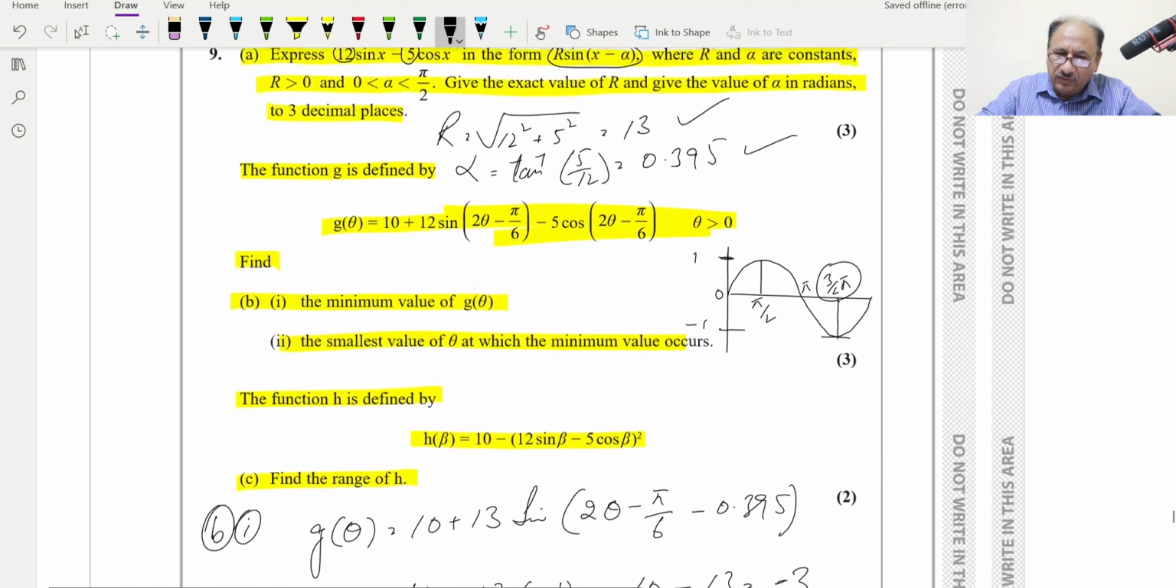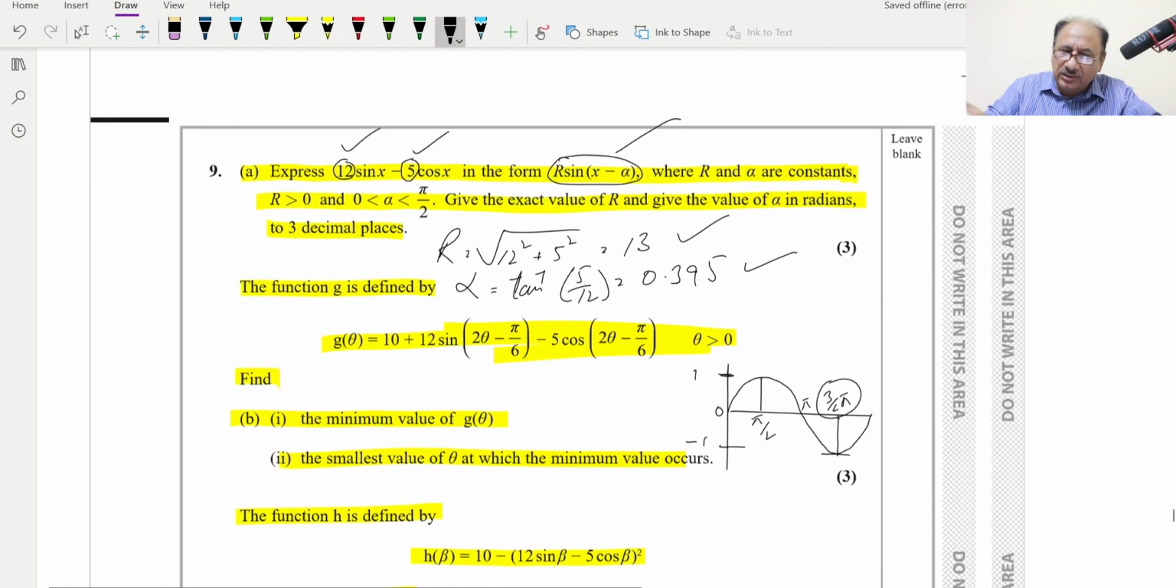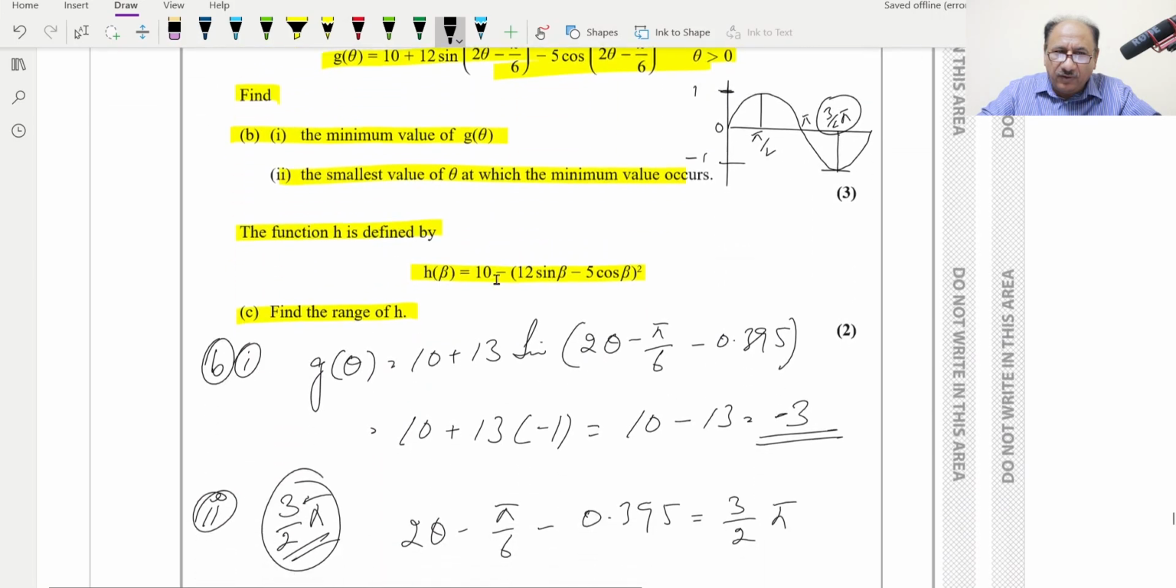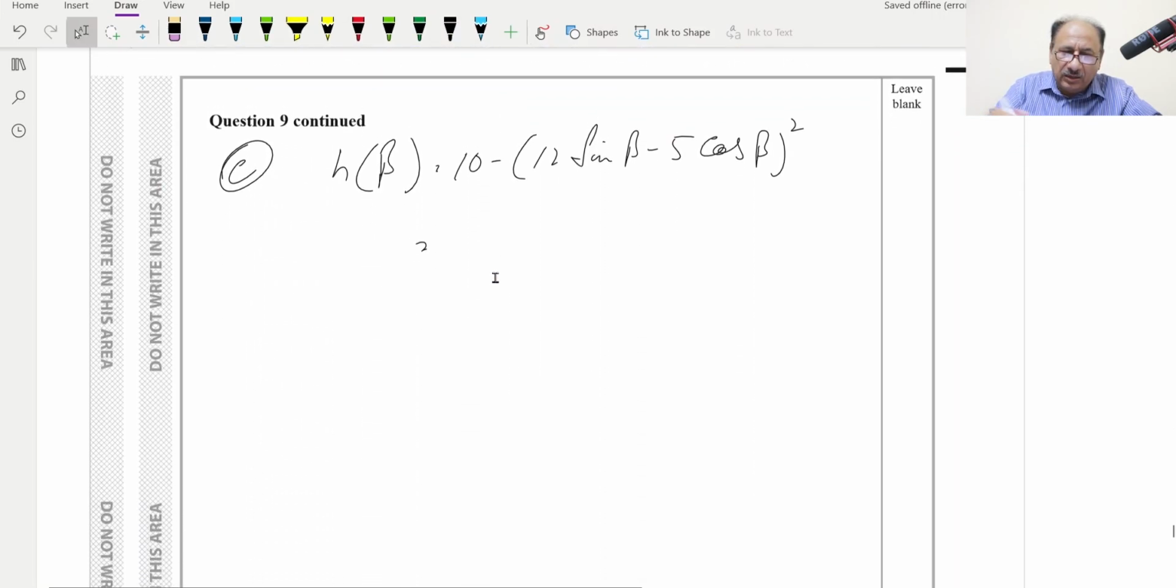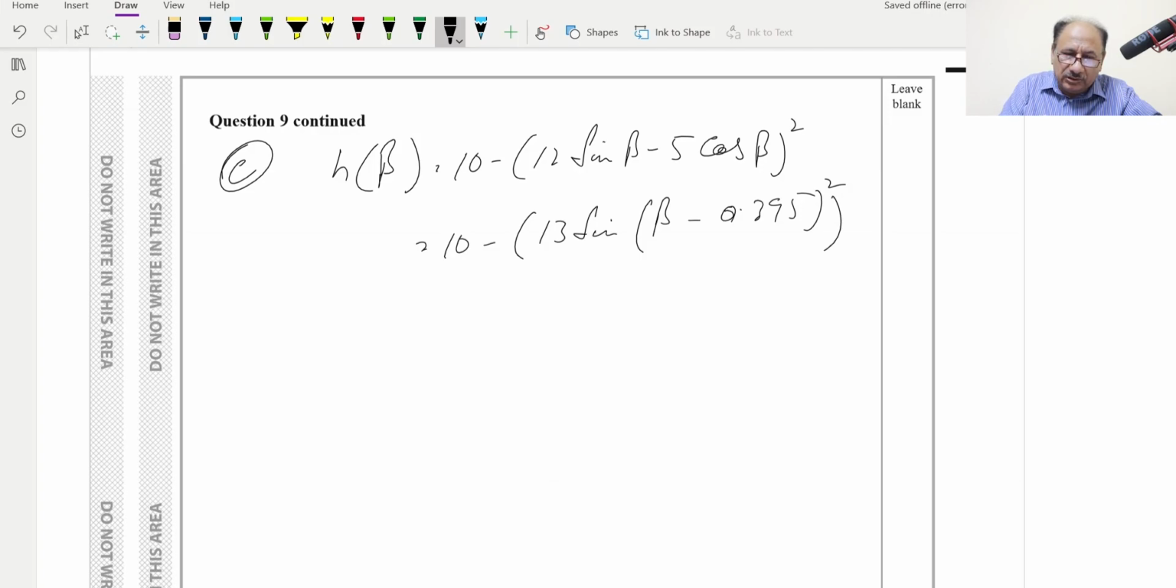r sine of beta minus alpha format, and we will change it for this. We will get 10 minus 13 sine of beta minus 0.395, and this will be squared, and this will be equal to 10 minus 13 squared, which is 169, times sine square of beta minus 0.395.